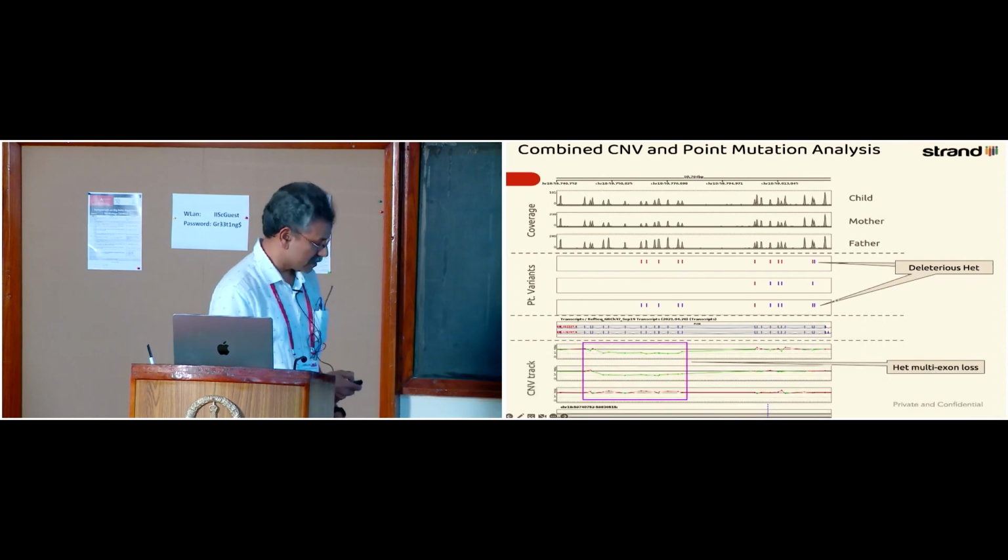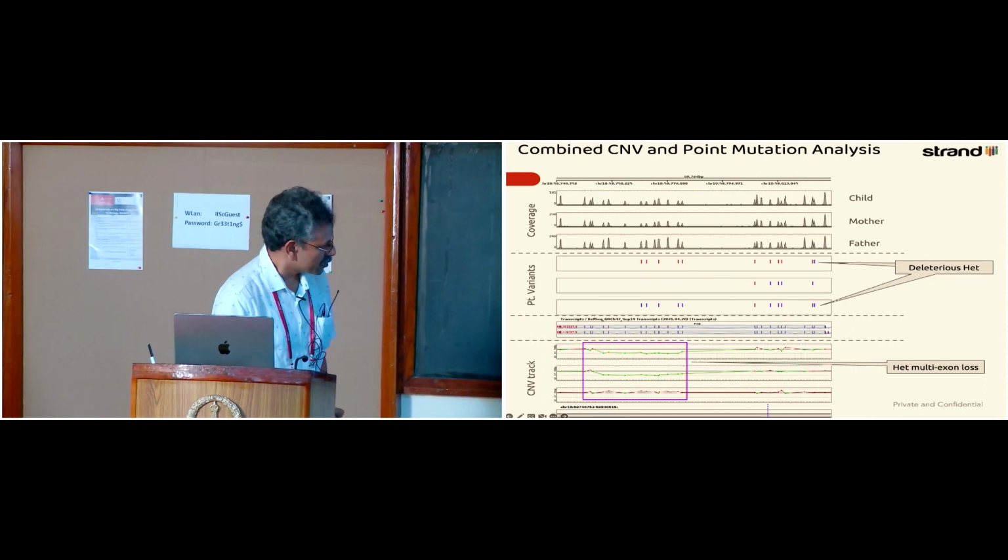And then we did the copy number analysis, and this shows the copy number track. This line is the copy number 2 track, and here indicates it's a deletion. Okay? This is the copy number 1. You can see that this portion of the gene, 10 exons of the gene, have been deleted in the mother and in the child. Okay?